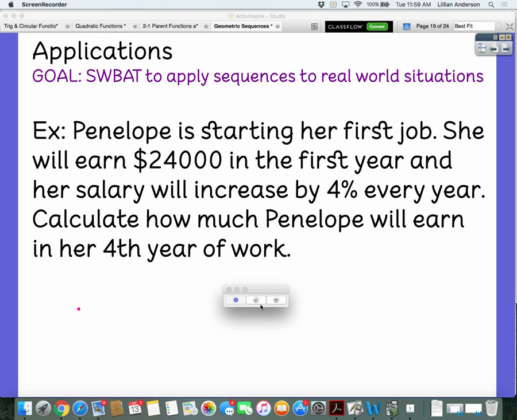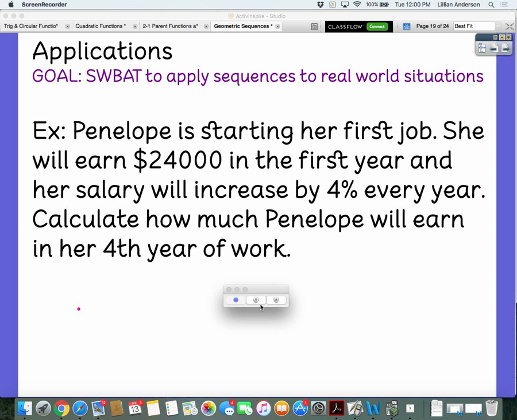All right, so looking at some of these examples to apply to real world situations. Penelope is starting her first job. She will earn $24,000 in her first year, and her salary will increase by 4% every year. Calculate how much Penelope will earn in her fourth year of work.